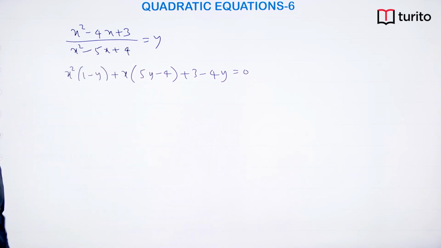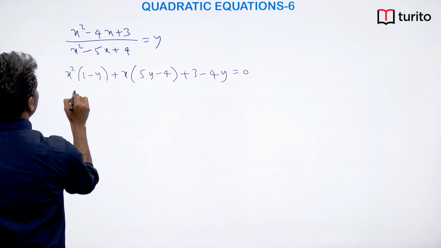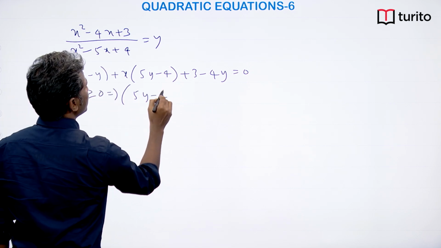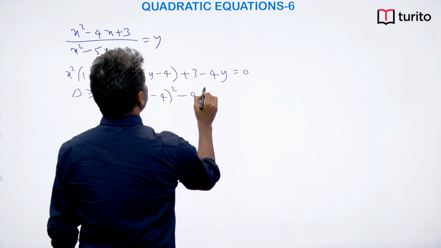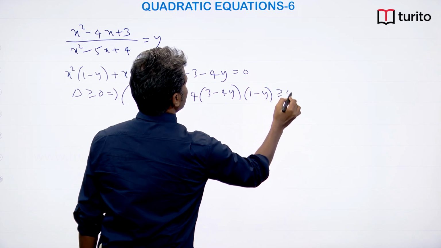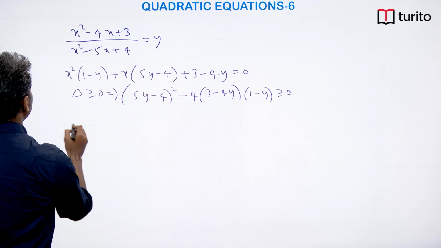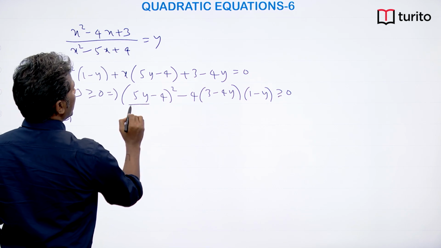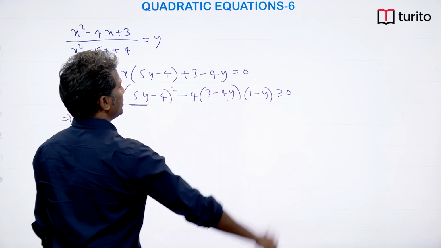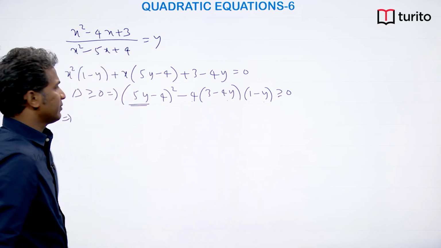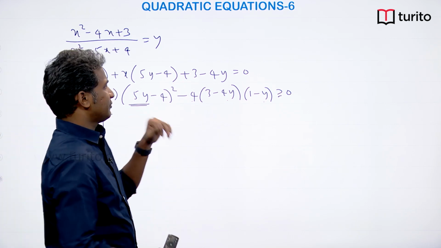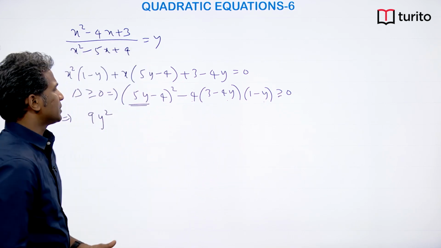I have basically simplified it. Now further our delta must be greater than or equal to 0. This implies (5y minus 4) whole square minus 4 into (3 minus 4y) into (1 minus y) must be greater than or equal to 0. So let me simplify this. We get 25y square here and we get 4y square here. So we are getting minus 16y square. So we are getting 9y square. I am just speeding up this simplification process.